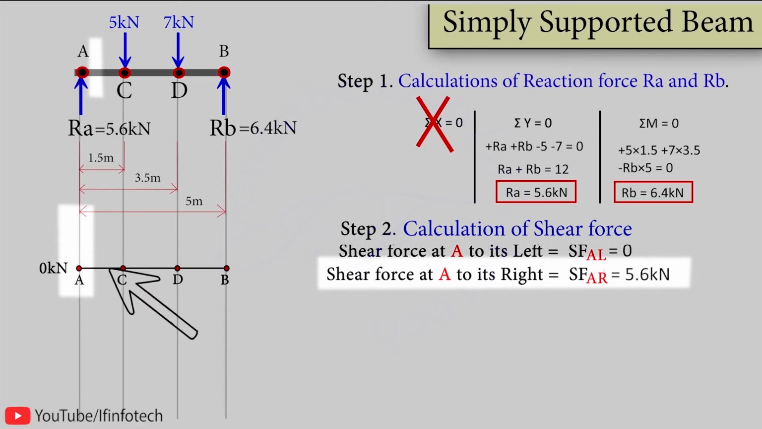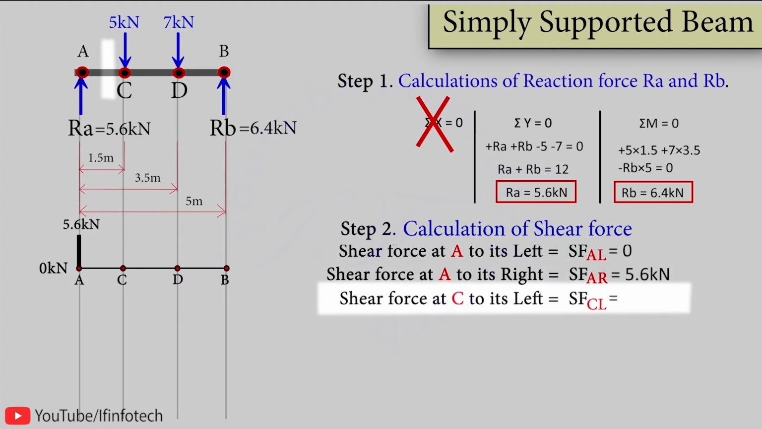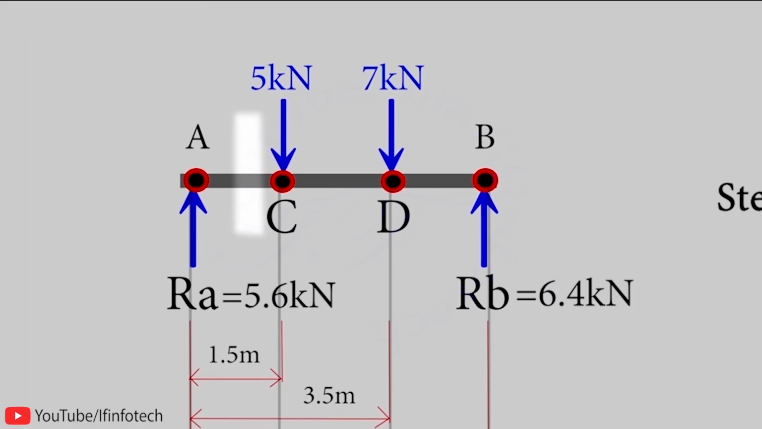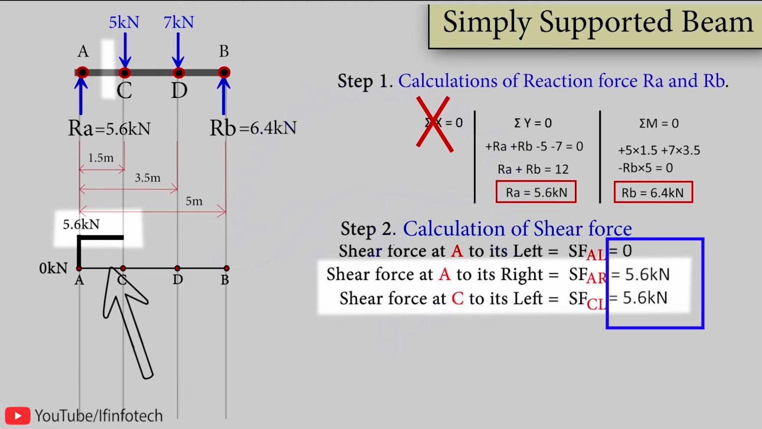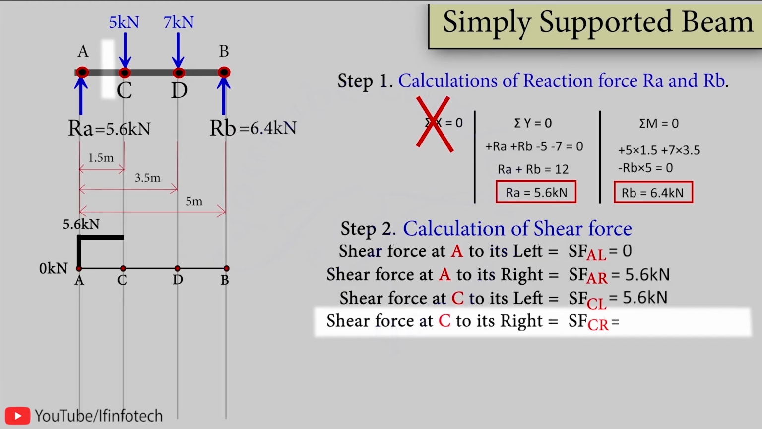Now if the shear force value is positive, we have to show it above the reference line, and if the shear force value is negative, then we have to show it below the reference line. In this case, the value of shear force at point A to the right is positive, therefore I mark a vertical line of 5.6 kN. Now I am taking the section to the left of point C, that is SF at C to the left. Then there is no load on the beam between point A and point C, therefore shear force remains constant. That is, shear force at point C to the left is equal to 5.6 kN. Now there is no variation in shear force value, so make a horizontal line with shear force value as 5.6 kN. Now I am taking the section to the right of point C, that is SF at C to the right.